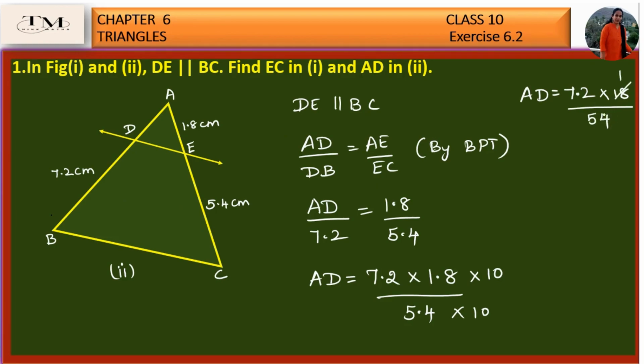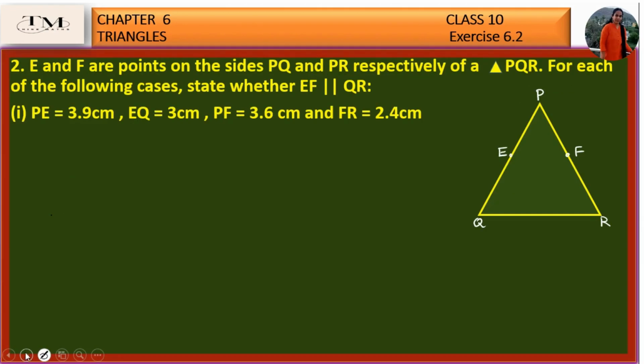So 1 18 is 18, 3 18s are 54. So the answer is 7.2 divided by 3. So 1 3 is 3, 2 3s are 6, balance 1, 4 3s are 12. So the answer is 2.4 centimeter. I hope you can understand this problem. So moving on to the next problem here.